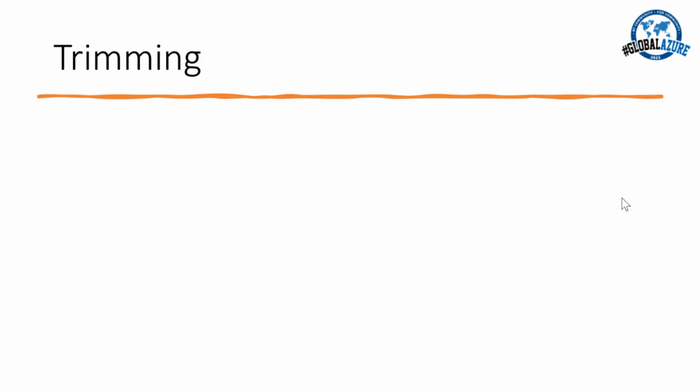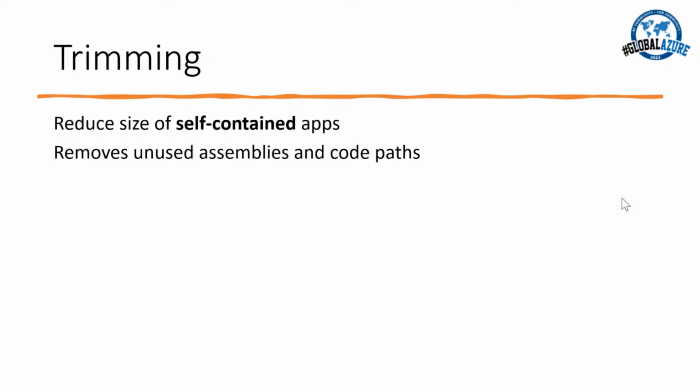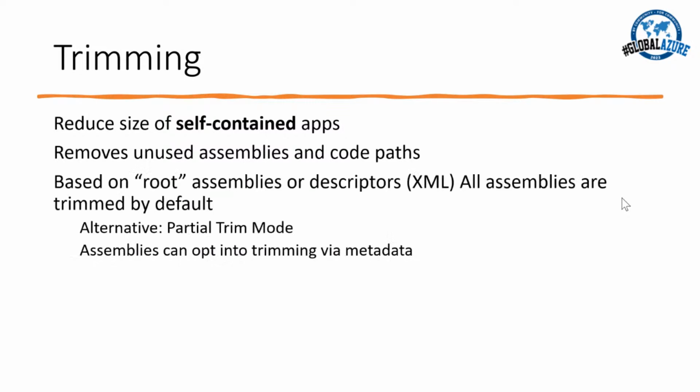So size-wise, there is a feature called trimming. This reduces the size of self-contained applications. So if you're publishing the application and you want to, for example, do a single file self-contained publish, it's going to be around 70 to 80 megabytes at the minimum. But you can trim that by removing all the code that's not needed. So it shakes your code and everything that's not tied to a specific root will just fall off. You can tell it which assemblies are your root assemblies. You can also create some XML descriptors to tell it, hey, of this assembly, keep this type and these methods and these properties. But there are some limitations to that approach.